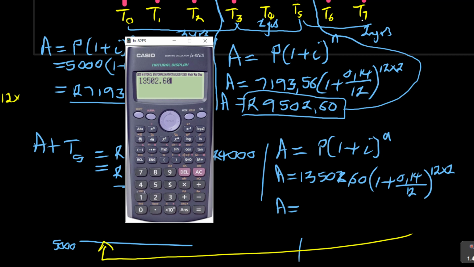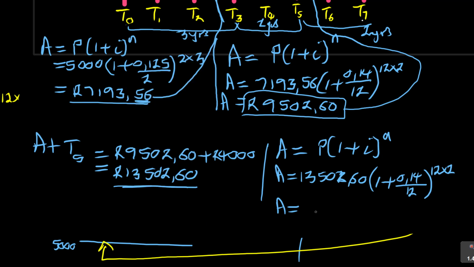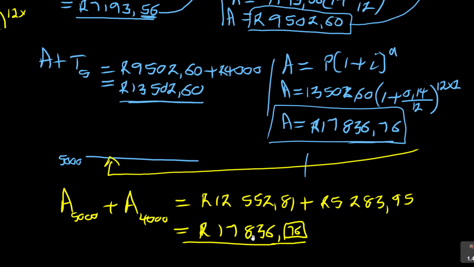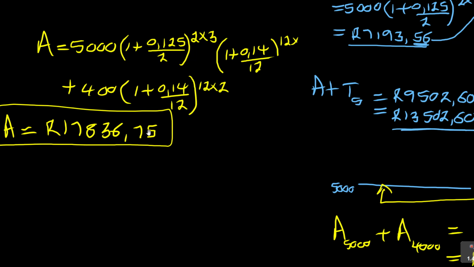13,502.60 bracket 1 plus 0.14 over 12, and then to the power of 12 times 2. Alright, equal to 17,836 rand 76 cents. 17,836 rand 76 cents. This is the money that he's having. Compare this, I think it's the same actually. See? 17,836 rand 76 cents. It was almost the same, different from this one by 75 here.